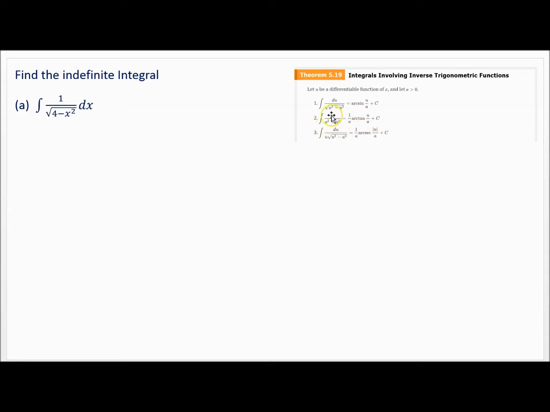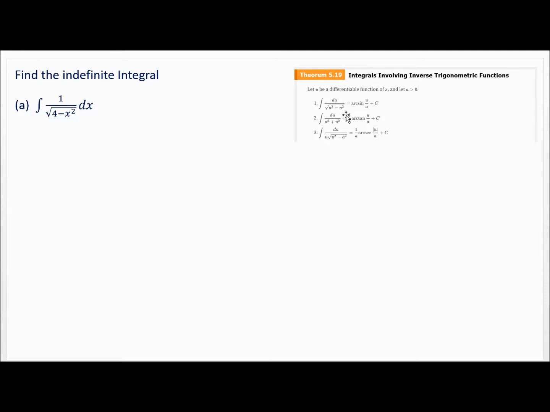There is no square root in there, so more than likely that's not the situation that we need. Look at 1, du over the square root of a squared minus u squared. That's an arc sine problem. Remember, a is a constant. Notice that seems to be the situation we have going on, where a squared would be my 4, right? And x squared would be my u squared.